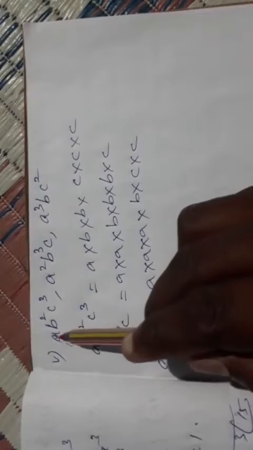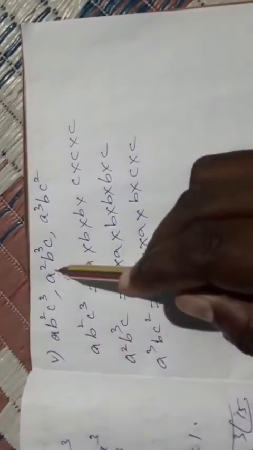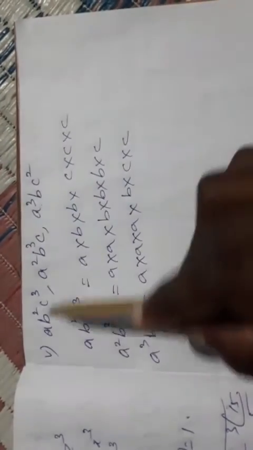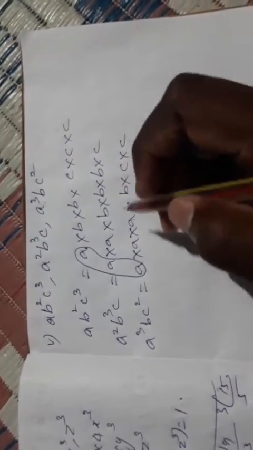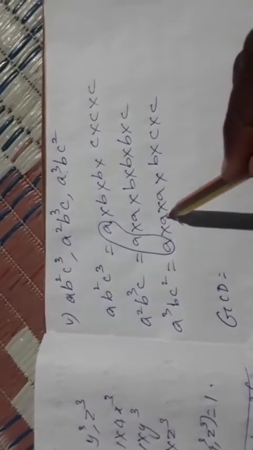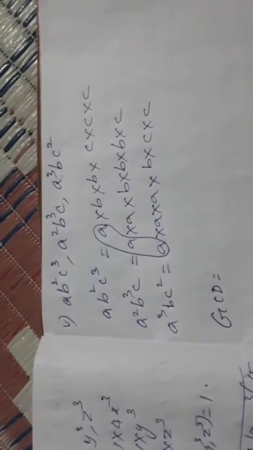See here a: what is the least power? a square, a cube. The highest degree of a is 3, but what is the least common power? Here a only, here also a only is possible. Therefore the highest common possible degree is a only. Therefore in the GCD, two terms have a, but this one doesn't have a.